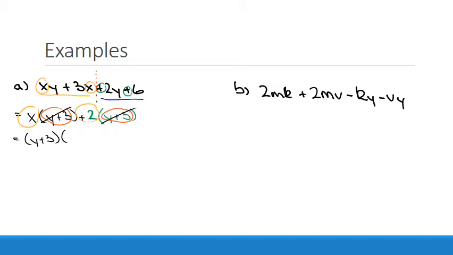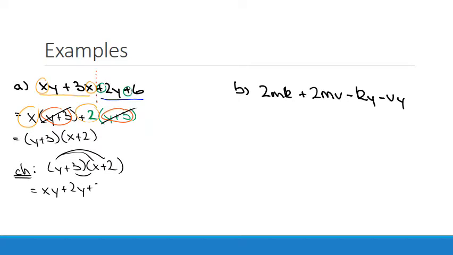So that will be the second bracket, x plus 2. Now, that might seem strange to you. I don't want you guys just to believe me. Let's actually multiply it out and show that it works. So y plus 3, x plus 2. xy. Always write things in alphabetical order. It helps things stand out. Plus 2y, plus 3x, plus 6.